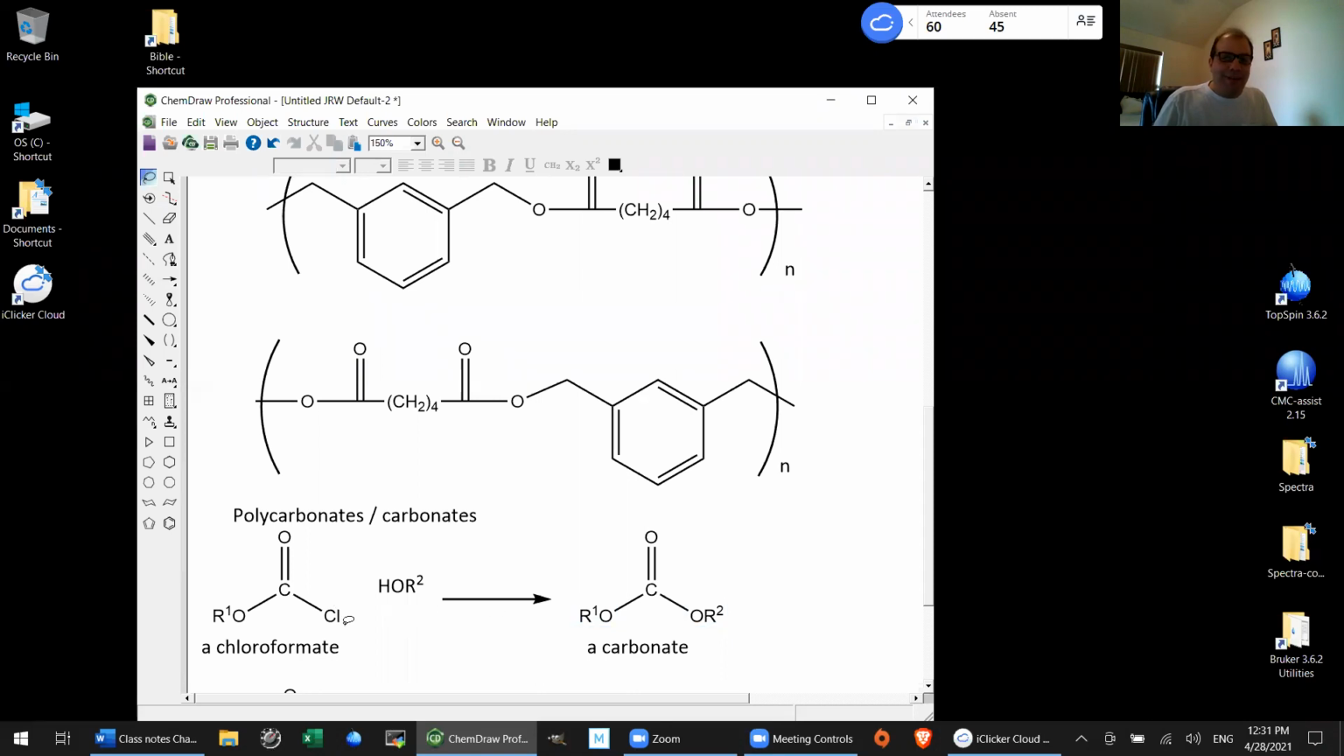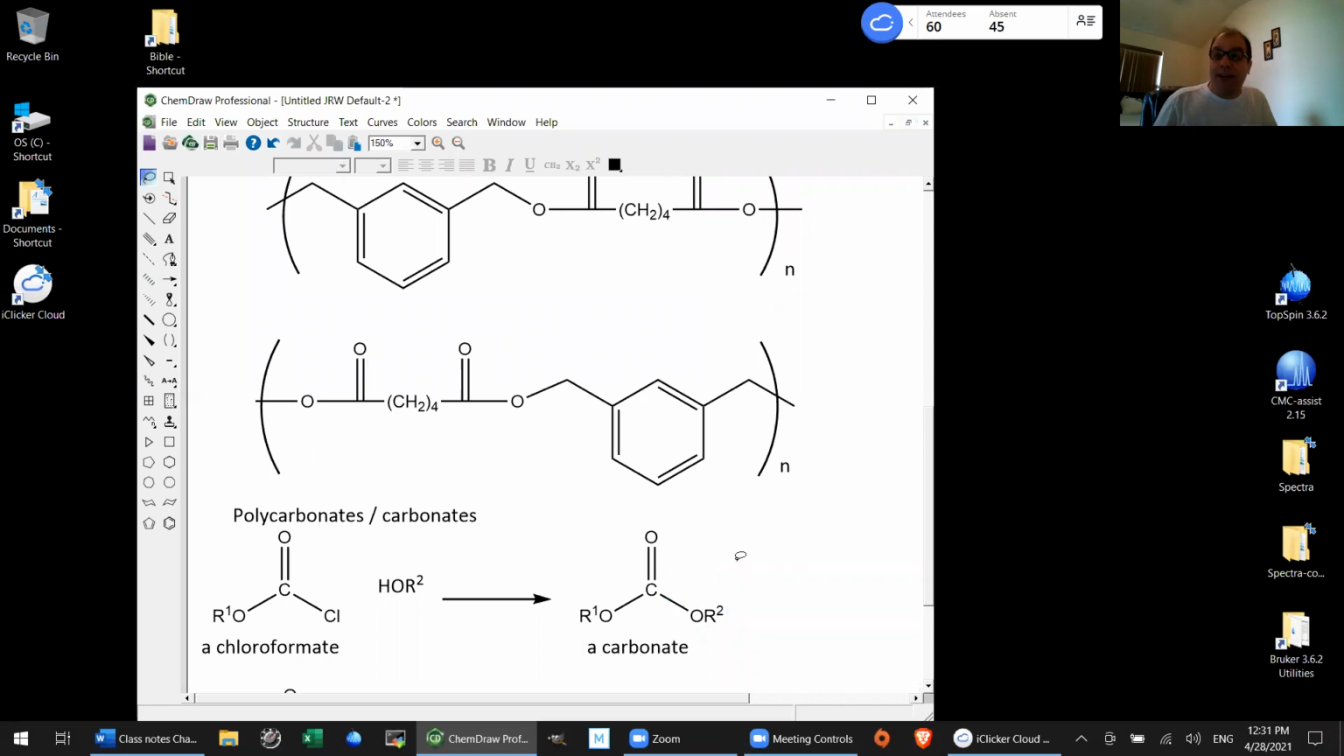And I said to the other people, I can't think why in practice you would want R1 and R2 to be different, though they certainly could be. I see no reason why you couldn't make an asymmetrical carbonate. But carbonates are a special kind of ester.